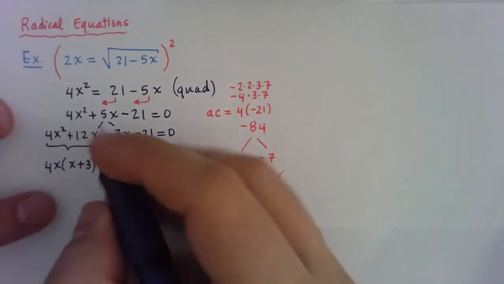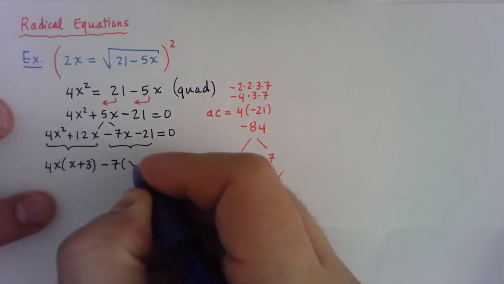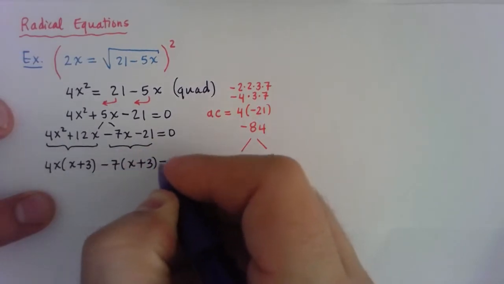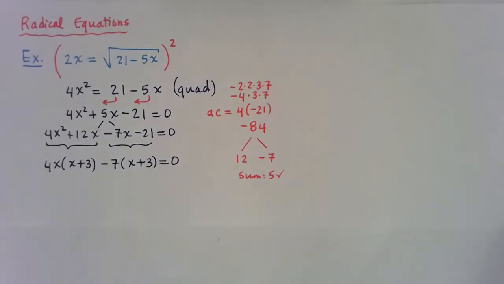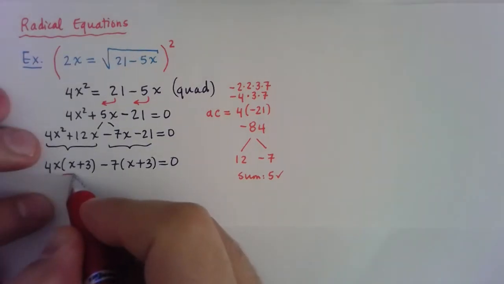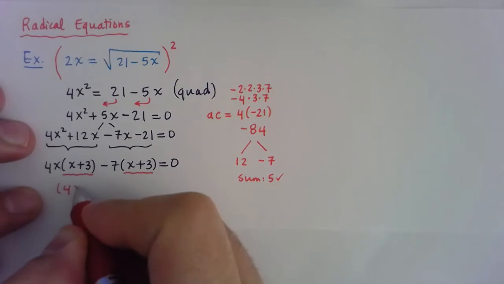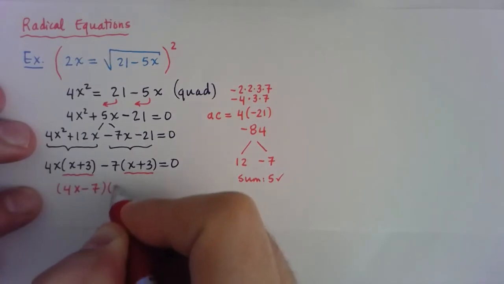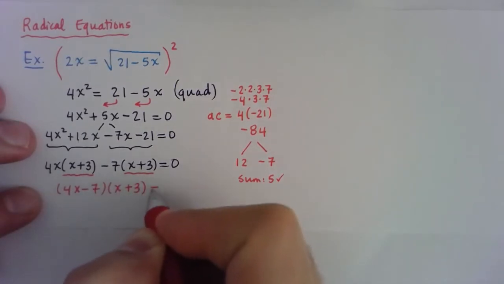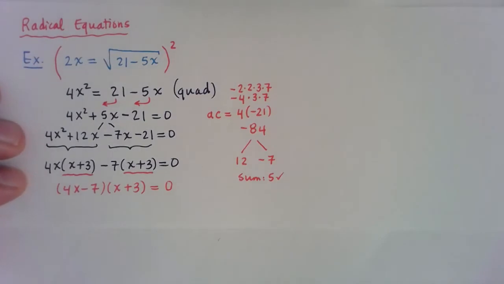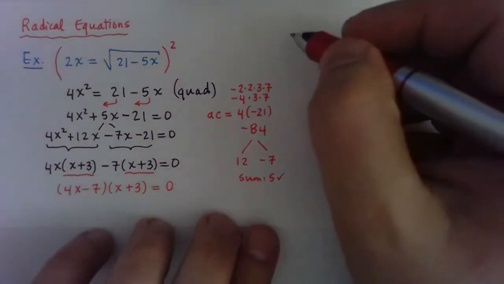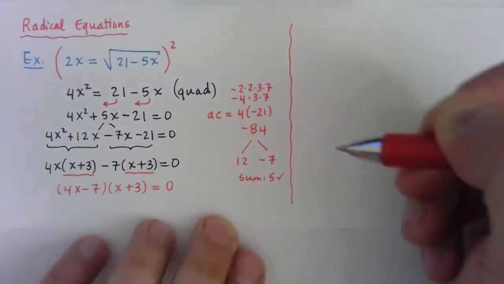Here's just the same thing. If you factor out a negative 7, you get x plus 3. So we got the same factors. So I'll factor out the same factor, x plus 3. So I got 4x minus 7 times x plus 3 equals 0. See how easy we factored that one. Really, if you use the quadratic formula, you will get the same answer for this problem.